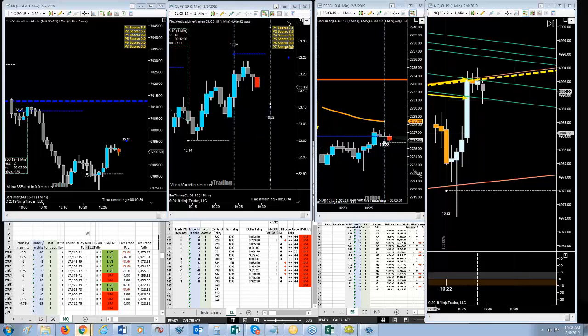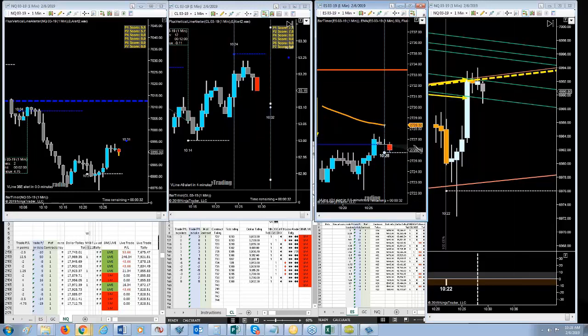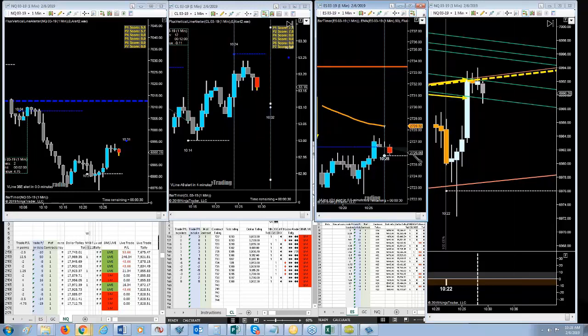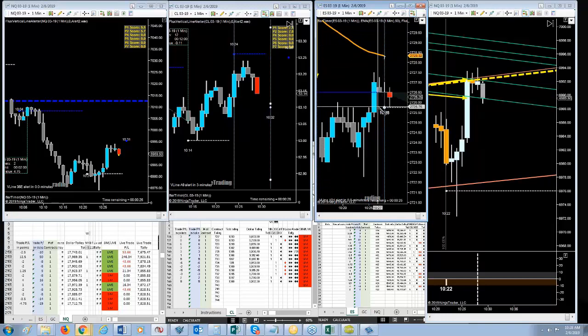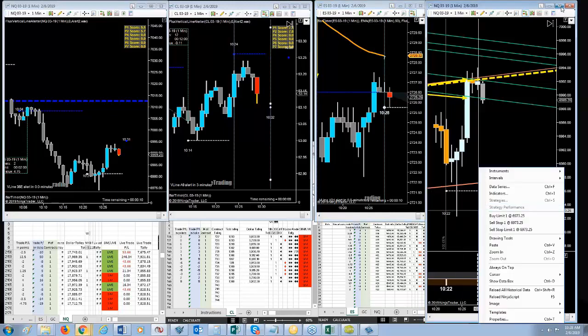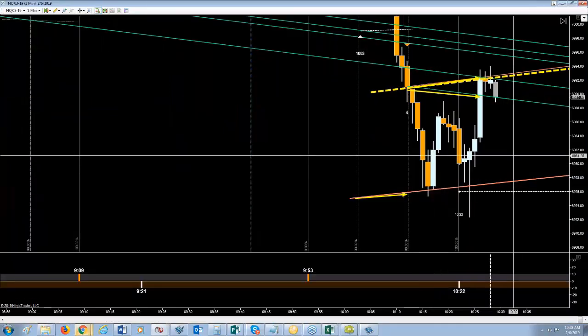Okay, on the ES, you're looking for a puncture of the white line, presently right here at 725.75. Let's see if it goes through. We'll come back to that.